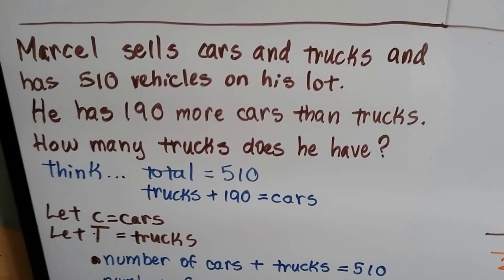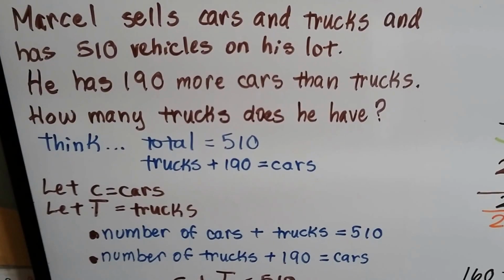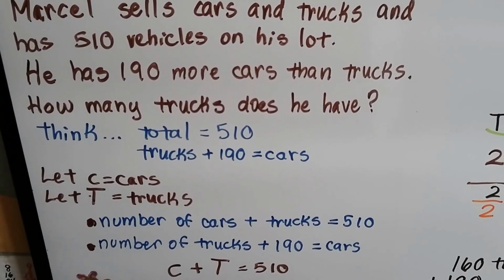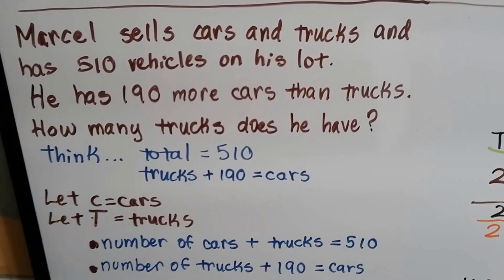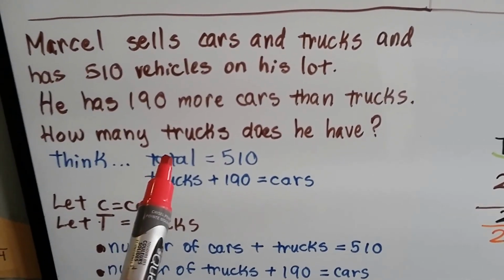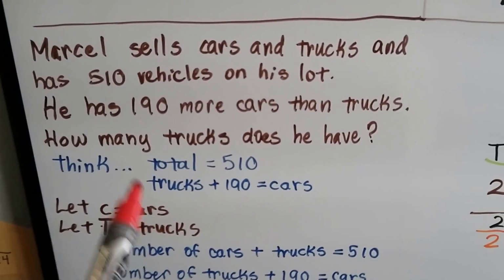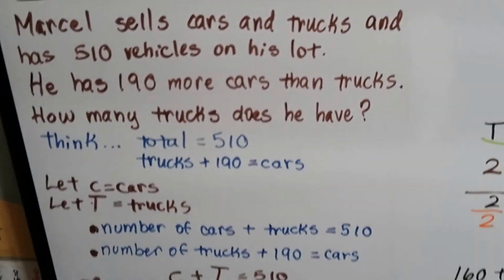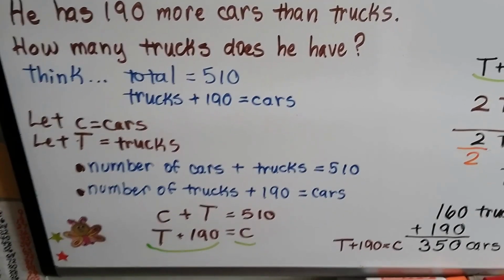Marcel sells cars and trucks and has 510 vehicles on his lot. He has 190 more cars than trucks. So how many trucks does he have? So we think the total is 510. And his trucks plus 190 is going to equal the cars because he has 190 more cars than trucks. So let's let C equal the cars and T equal the trucks, and then we can keep track of them.